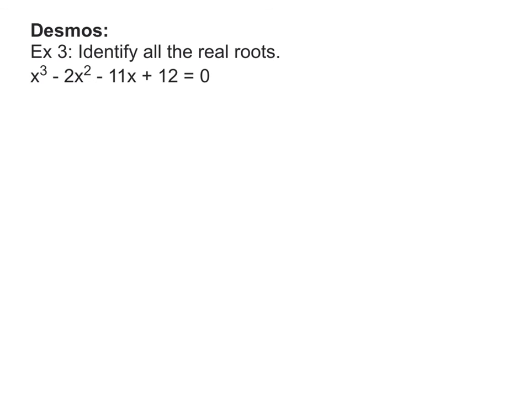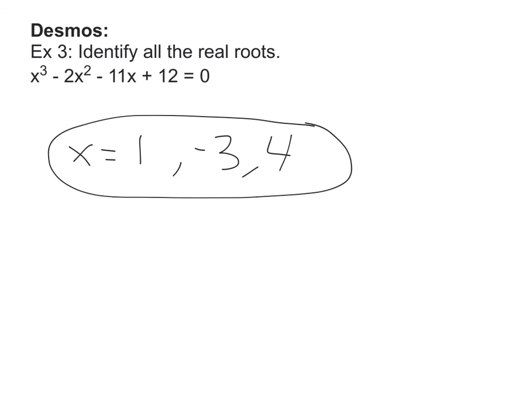Once you look at the graph, once you identify the x-intercepts, hopefully you are finding your roots to be the following: 1, -3, and 4. Regardless of what the graph looks like, this is where it crosses the x-axis. Therefore, the x-intercepts, those are going to be your real roots, and these are going to be your answers.